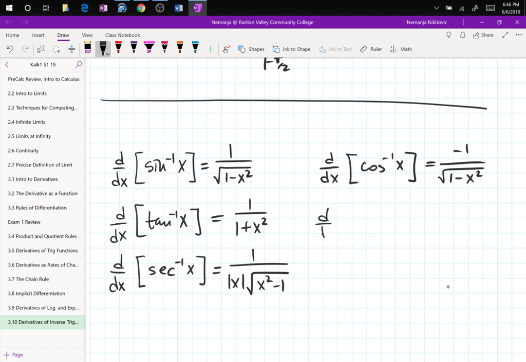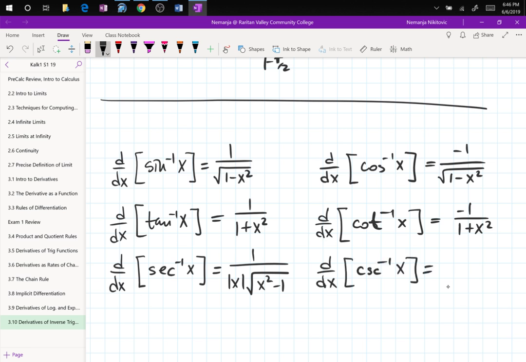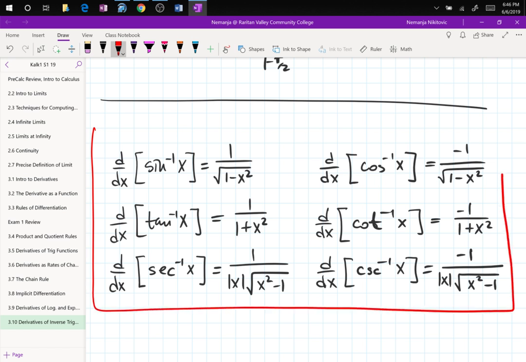Now we have cotangent inverse of x, and that's going to be negative 1 over 1 plus x squared. And the derivative of cosecant inverse of x is going to be negative 1 over absolute x square root of x squared minus 1. So these are your 6 inverse trigonometric derivatives.